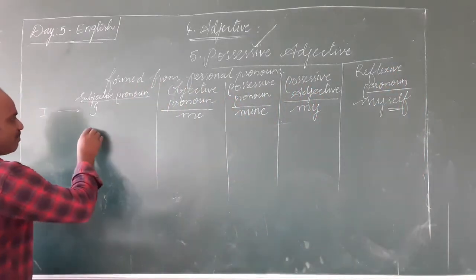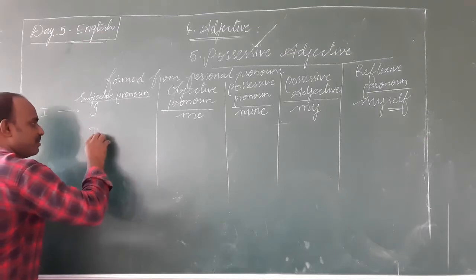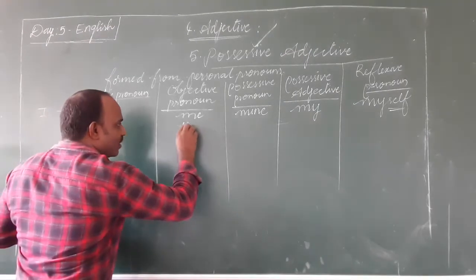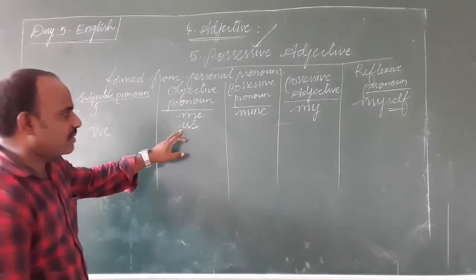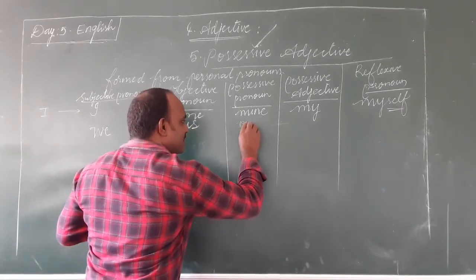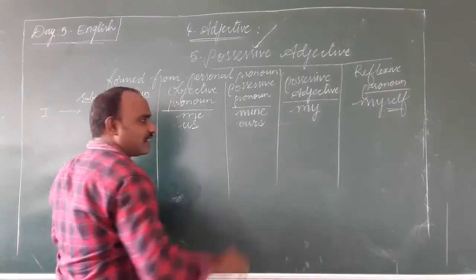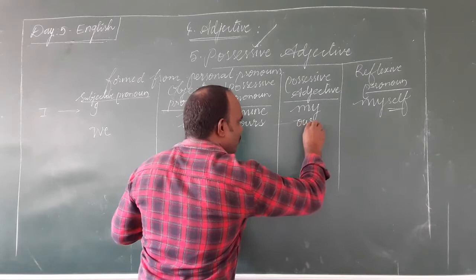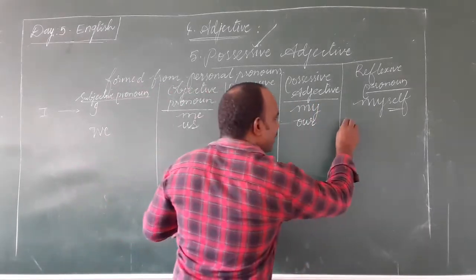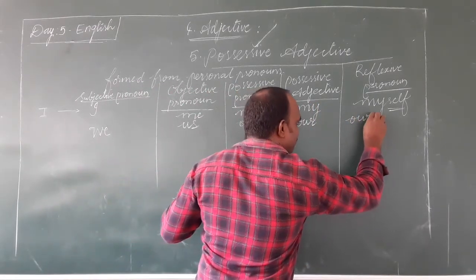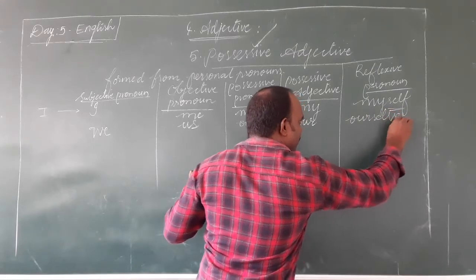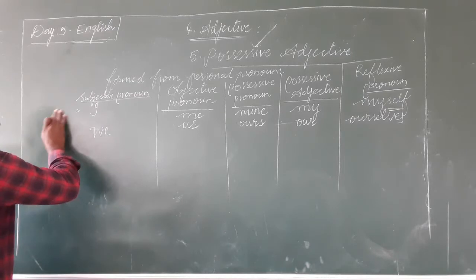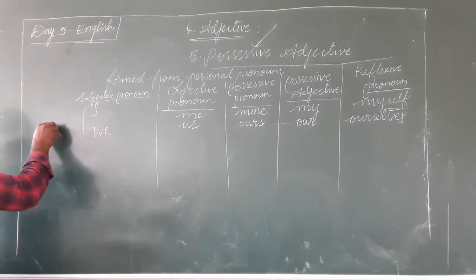And first person plural, we. This is subjective pronoun. And objective pronoun is us. And possessive pronoun ours. Possessive adjective our. And reflexive ourselves. So this is first person.